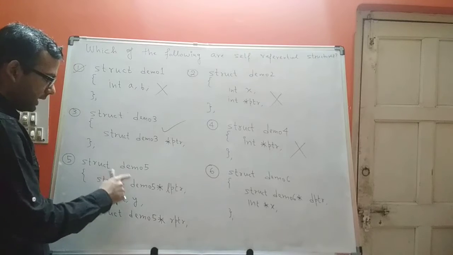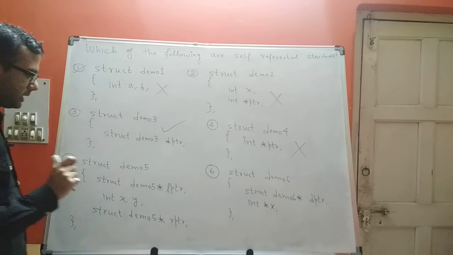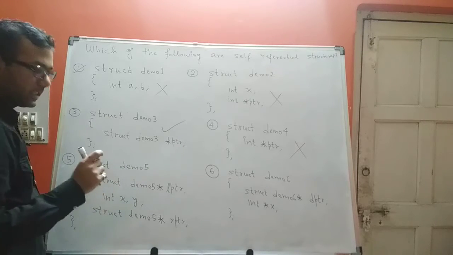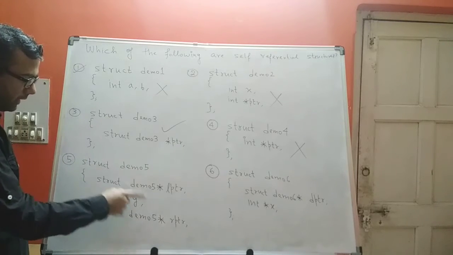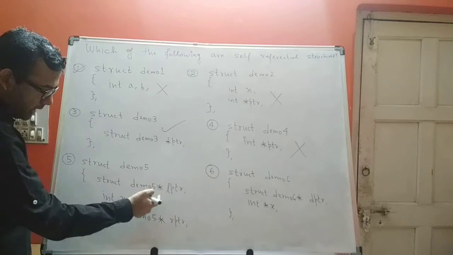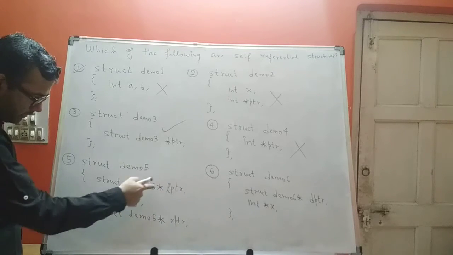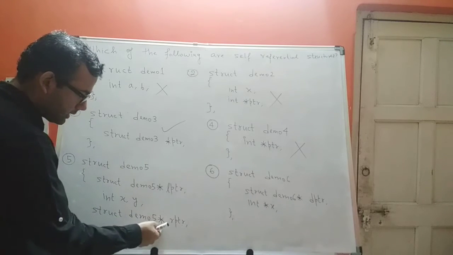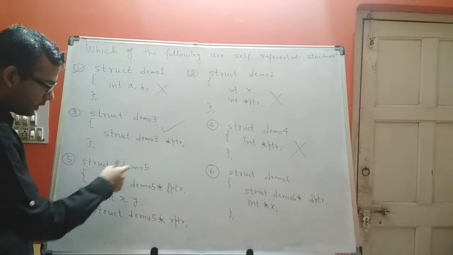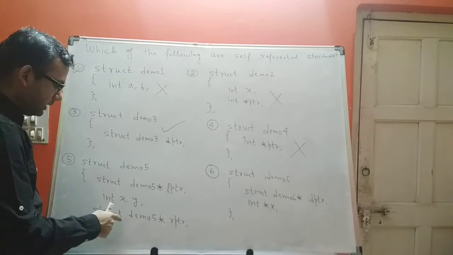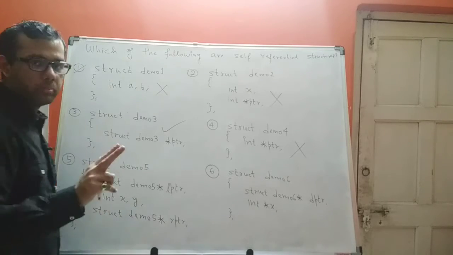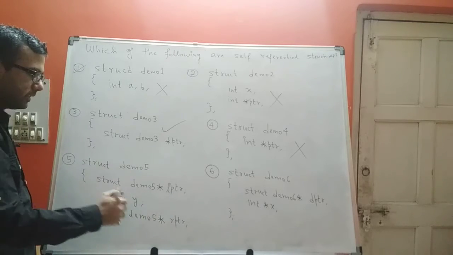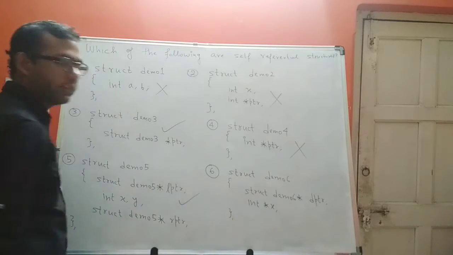Remember, you must have at least one member to be able to qualify as a self-referential structure. Demo5 has two members. See, lptr is a pointer to the structure itself, struct demo5. Struct demo5 is the name of the structure. Similarly, rptr is a pointer to struct demo5 again, which is the name of the structure. That means this structure has two members which are pointers to the structure itself. As a result, this also qualifies to be a self-referential structure.